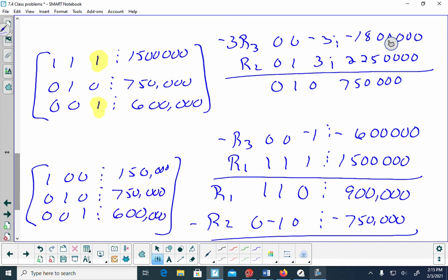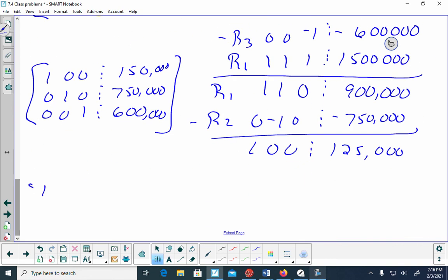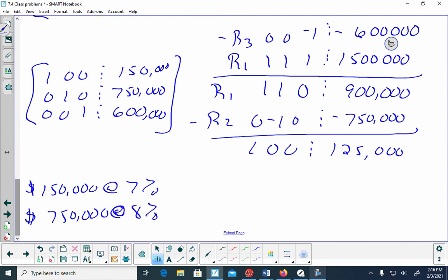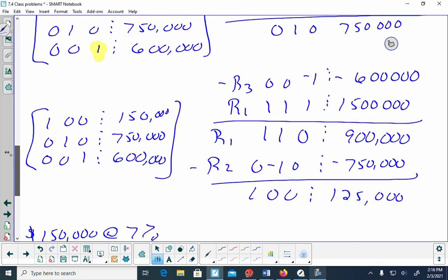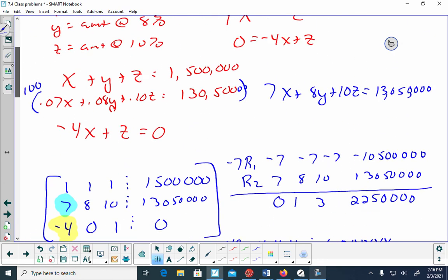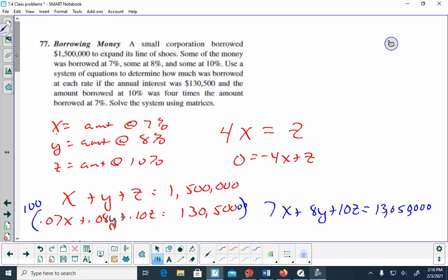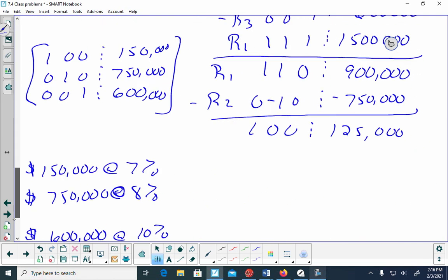So what does this mean? That means I borrowed 150,000 at 7%. I borrowed 750,000 at 8%. That's an at symbol. And I borrowed 600,000 at 10%. Now I'm going to go up and make sure the question doesn't ask me anything specific. Whoa, man, that's a long way up there. Solve the system using matrices. Okay, I did that. So that solves the system, and I hope this was helpful.